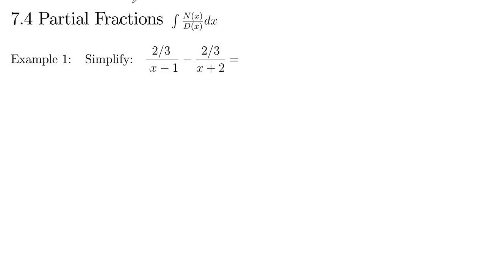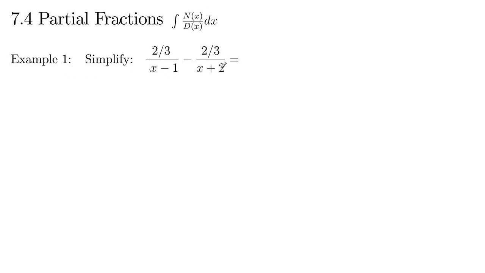In section 7.4, we're going to consider a method called partial fractions. This is a method for integrating rational functions, a numerator and denominator function that are both polynomials. So partial fractions is basically least common denominator backwards. It's the opposite of simplification. So let me start with an example to illustrate.